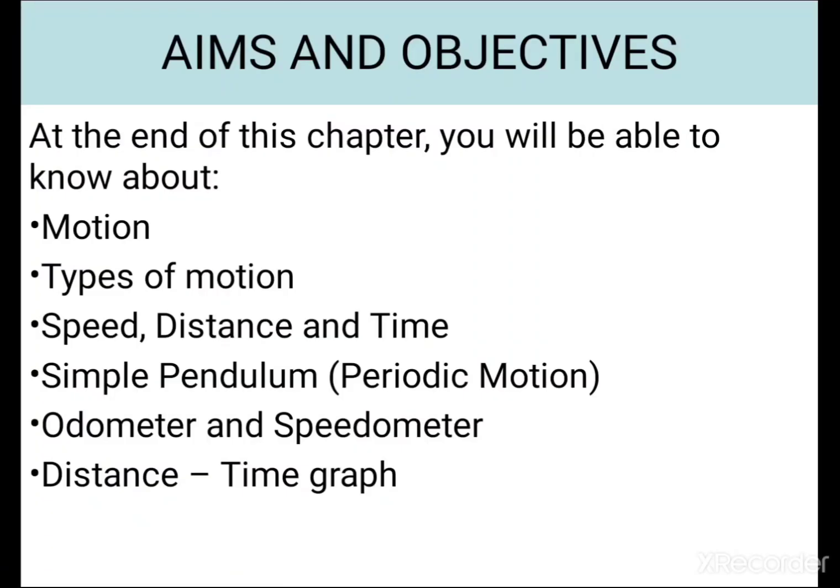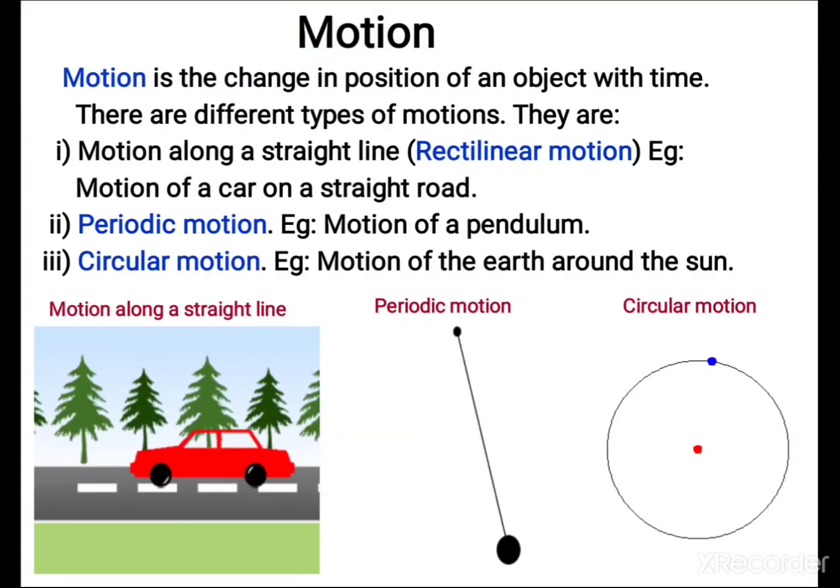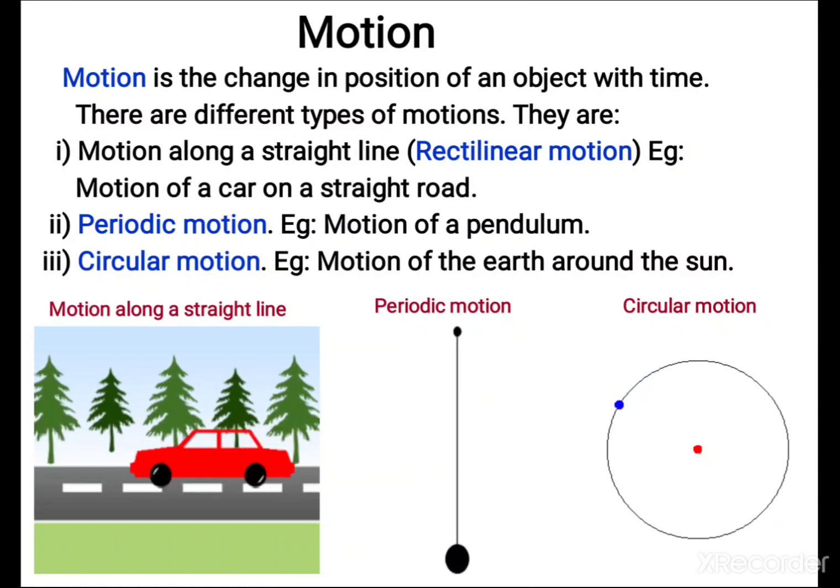Aims and objectives. At the end of this chapter, you will be able to know about motion, types of motion, speed, distance and time, simple pendulum, periodic motion, odometer and speedometer, distance time graph. So let's start with the discussion of the chapter.